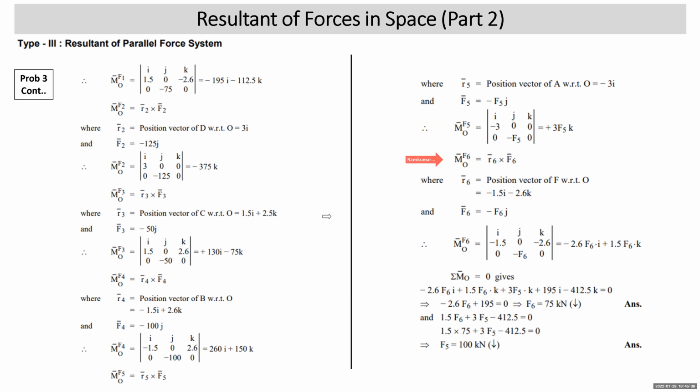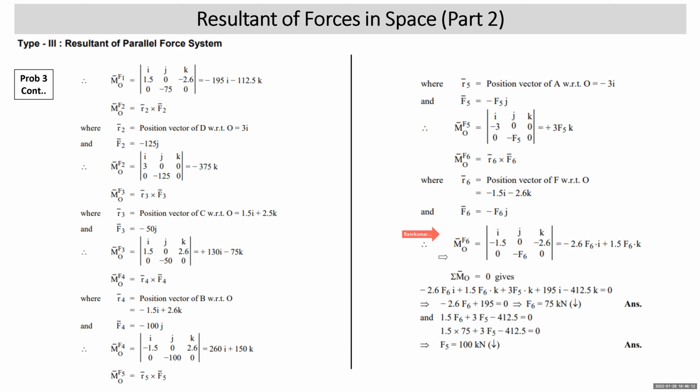Similarly, moment F6 about O, R6 cross F6. R6 bar is position vector of F with respect to O. Coordinates of point F, as already we got, minus 1.5, 0, minus 2.6. So position vector of point F with respect to O is minus 1.5 I minus 2.6 K. So again, F6 force is unknown. So F6 bar will be minus F6J since F6 is acting in negative direction parallel to y-axis. So moment of F6 about O will be IJK. This is R6 bar and this is F6 bar.